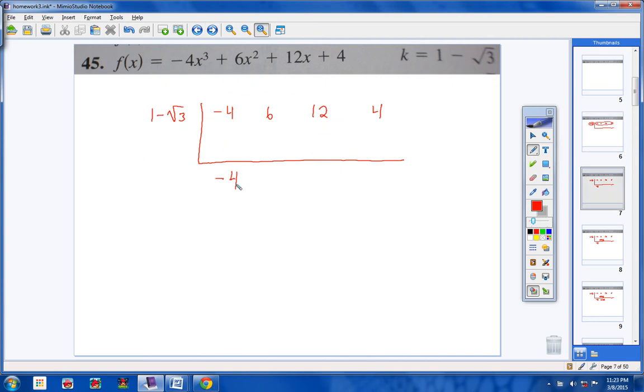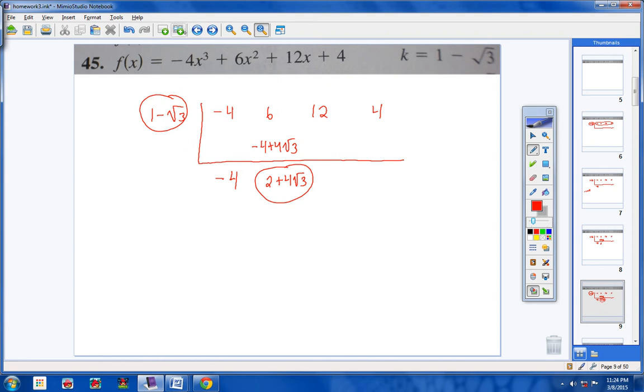Now we're going to multiply. Now you're going to multiply 1 times negative 4. That'll give you a negative 4, and then negative times a negative is positive 4 square root of 3, okay? So we're going to put that right here. This times this is this. Now, when you combine these, combine the like terms. 6 and 4 square root of 3 do not get combined, but 6 and negative 4 get combined, which gives you a 2 plus 4 square root of 3.